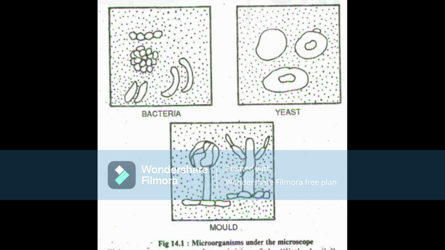However, some microorganisms have desirable effects on food. Like in making curds, we cultivate bacteria called lactobacillus, which give curd its distinctive flavor. Vinegar is also a product of bacterial action. Figure 14.1: Microorganisms under the microscope.